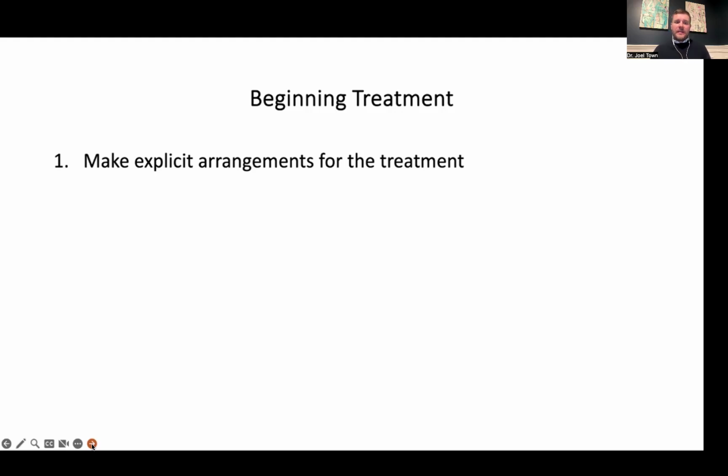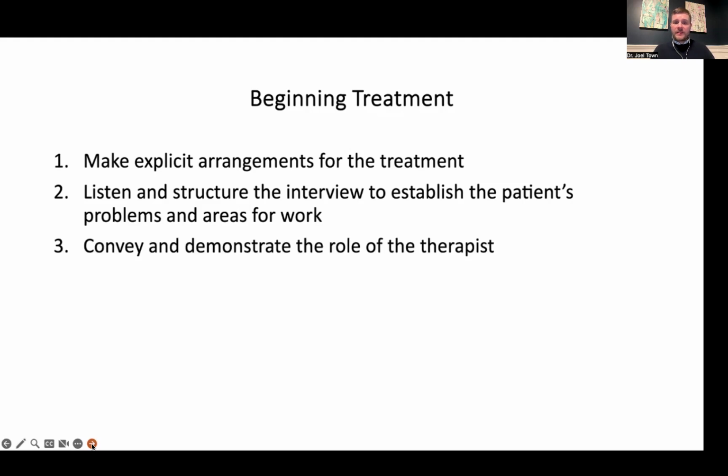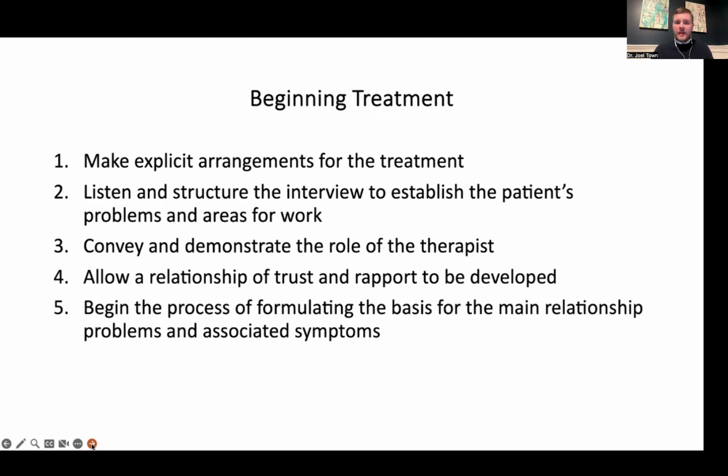We're always going to want to make some explicit arrangements for the treatment itself. We're going to want to structure the interview through listening to the patient's problems and the difficulties which they're wanting to look at. And we're wanting to model and convey the role that we're going to play in potentially helping the client. And it's going to be critical to develop a therapeutic alliance, so a relationship of trust and developing rapport in the therapeutic endeavor.